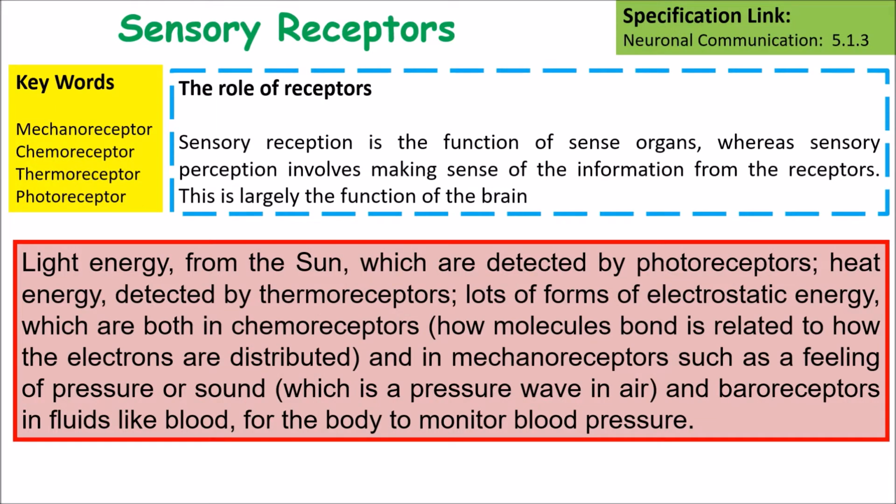So, a sensory receptor is a function of the sense organs, whereas sensory perception involves making sense of the information from the receptors. Right? So that function is largely carried out by the brain.